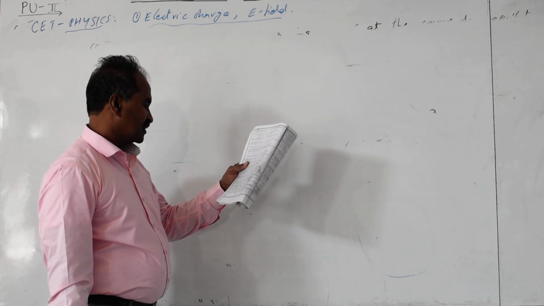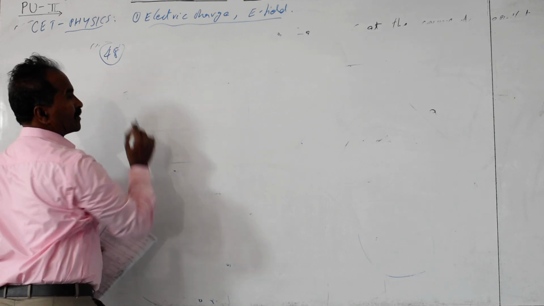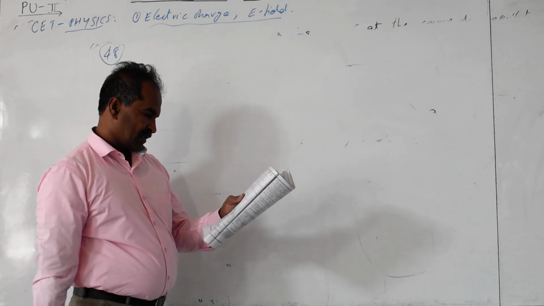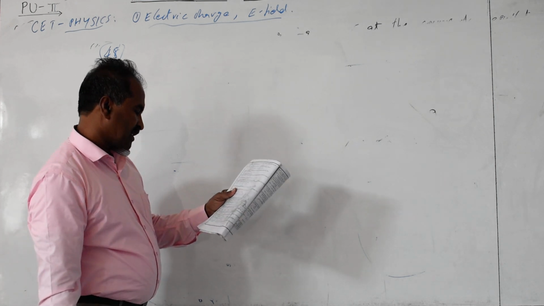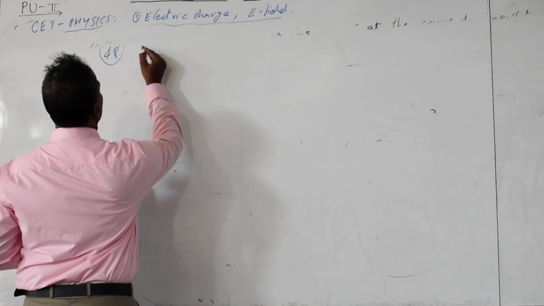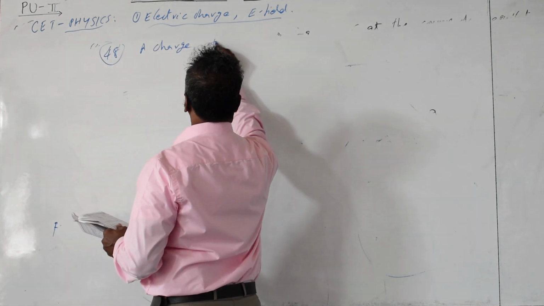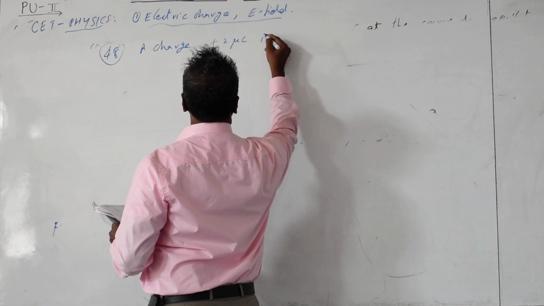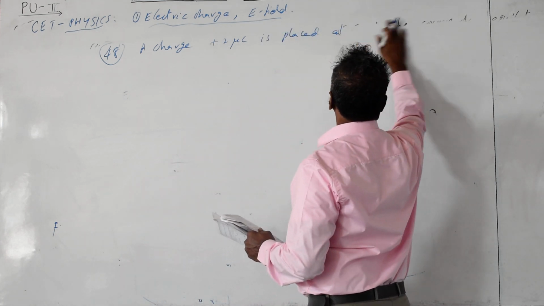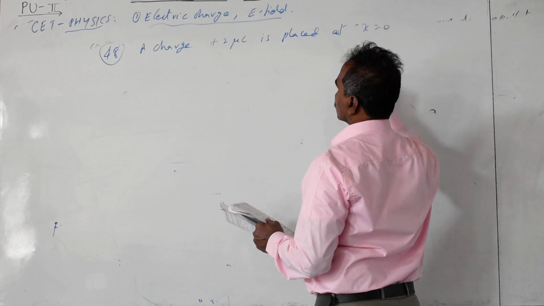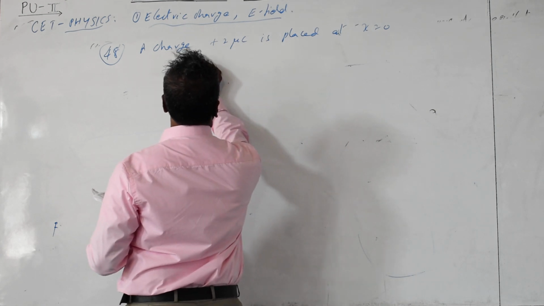Next question is 48. A charge plus 2 microcoulomb is placed at x equal to 0. X is the distance from the origin, which means you are keeping this charge at the origin.